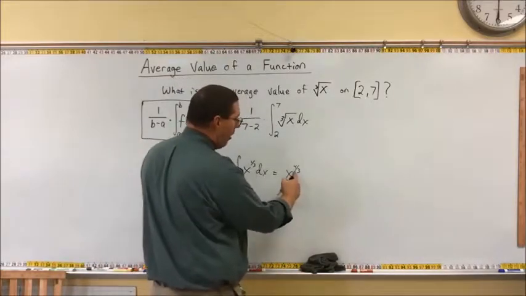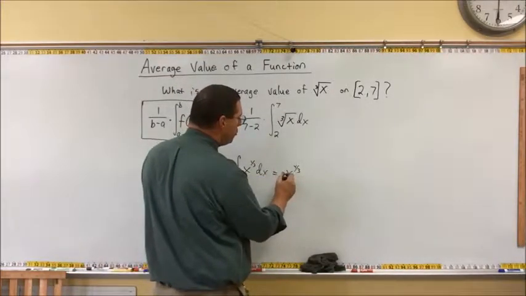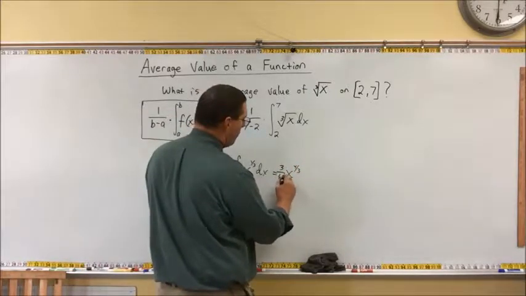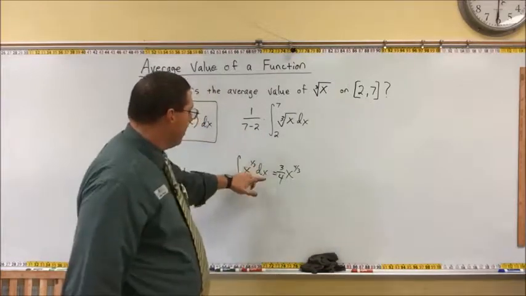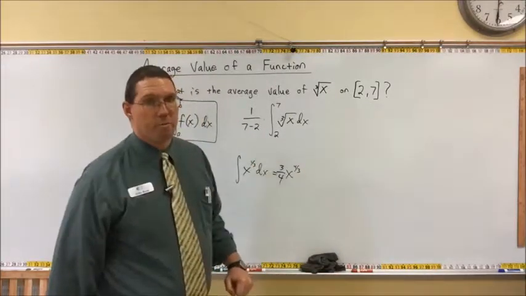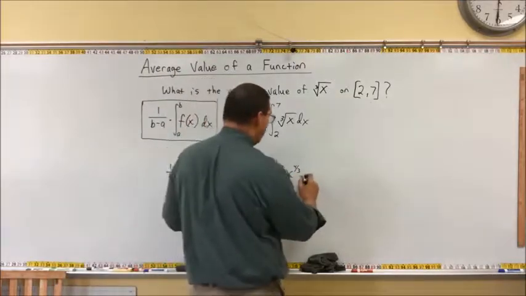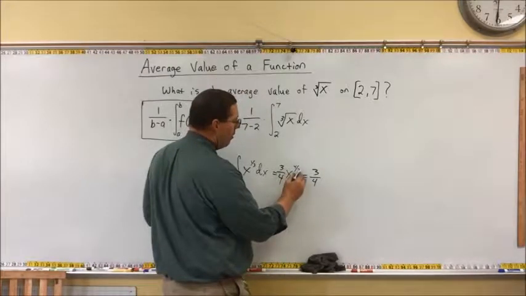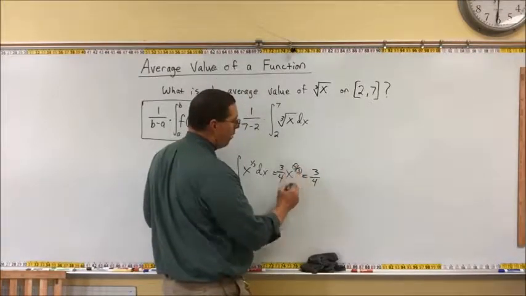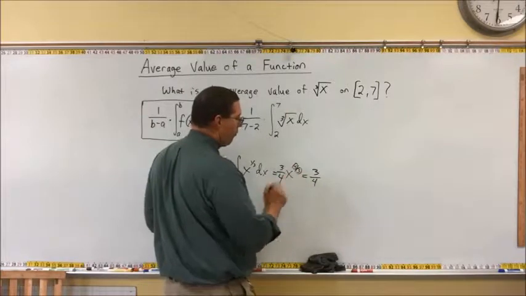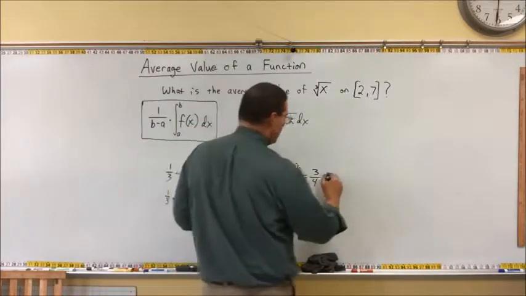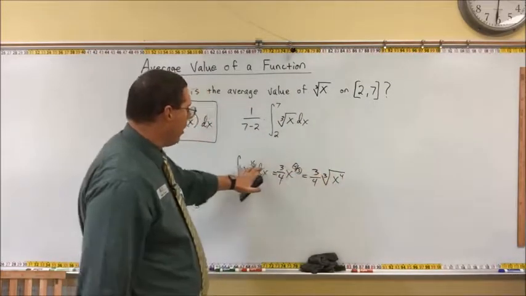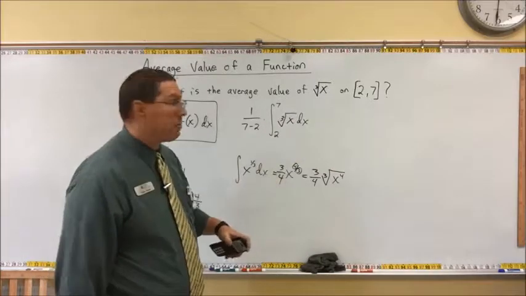Now, we powered up, we added 1 to the power, but now we have to multiply by the reciprocal of the new power. The reciprocal of 4/3 is 3/4. So the antiderivative is 3/4 x to the 4/3 power. But I want to turn this back into a radical. So it's going to be 3/4 times, this is the root, this is the power inside of the radical. So it's x to the 4th power cube root. So it's cube root of x to the 4th power. This is the antiderivative of the cube root of x.